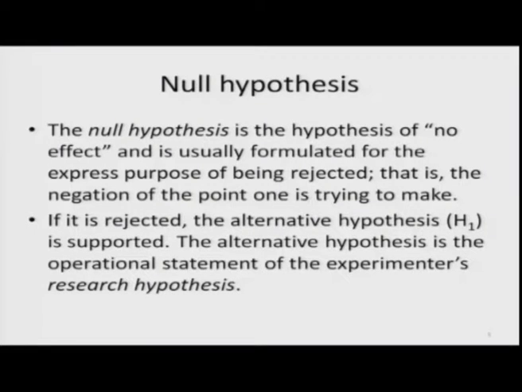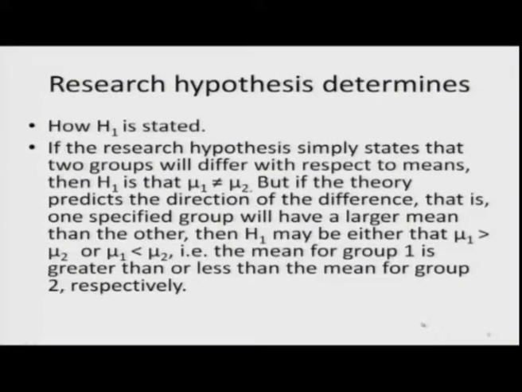Now, what is null hypothesis? The null hypothesis is the hypothesis of no effect and is usually formulated for the express purpose of being rejected, that is the negation of the point one is trying to make. If it is rejected, the alternative hypothesis is supported. The alternative hypothesis is the operational statement of the experimenter's research hypothesis. Research hypothesis determines how H1 is stated.